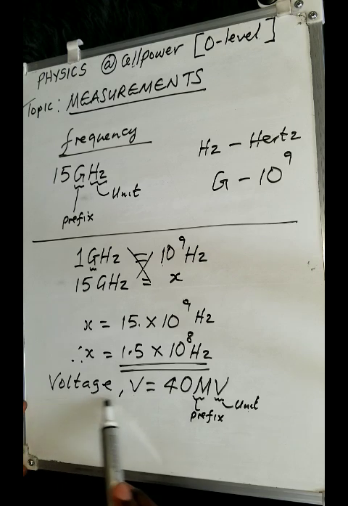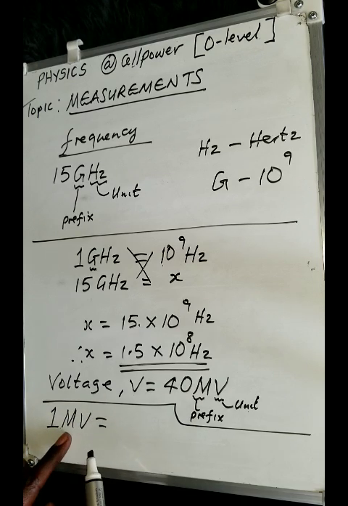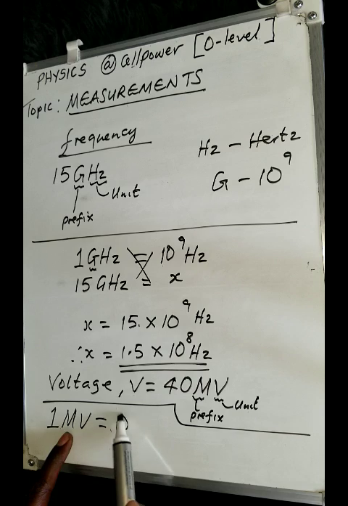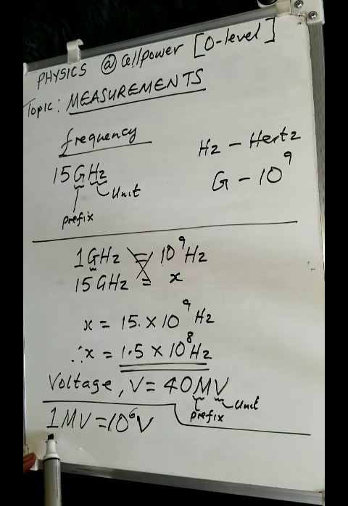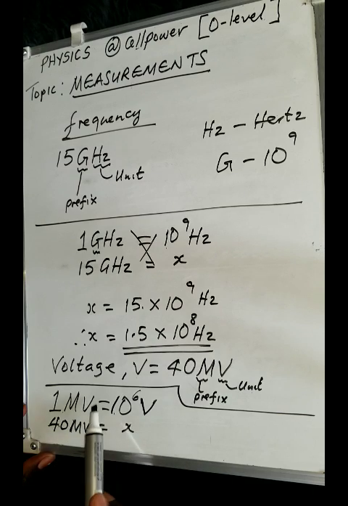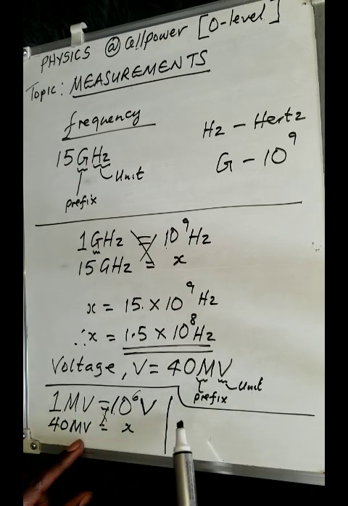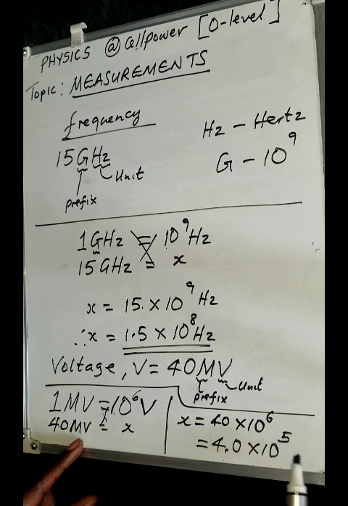So if you want to convert that, you can simply say 1 megavolt is equal to, mega stands for what? Mega is simply 10 to the power 6. So 10 to the power 6, what's the unit? It is simply volt. So suppose I have got 40 megavolt, then what will that give me? Cross multiply that. If you cross multiply, x will be equal to 40 multiplied by 10 raised to the power 6. If you reduce it to 1 digit before the point, it will be 4.0 times 10 to the power 7 volts.